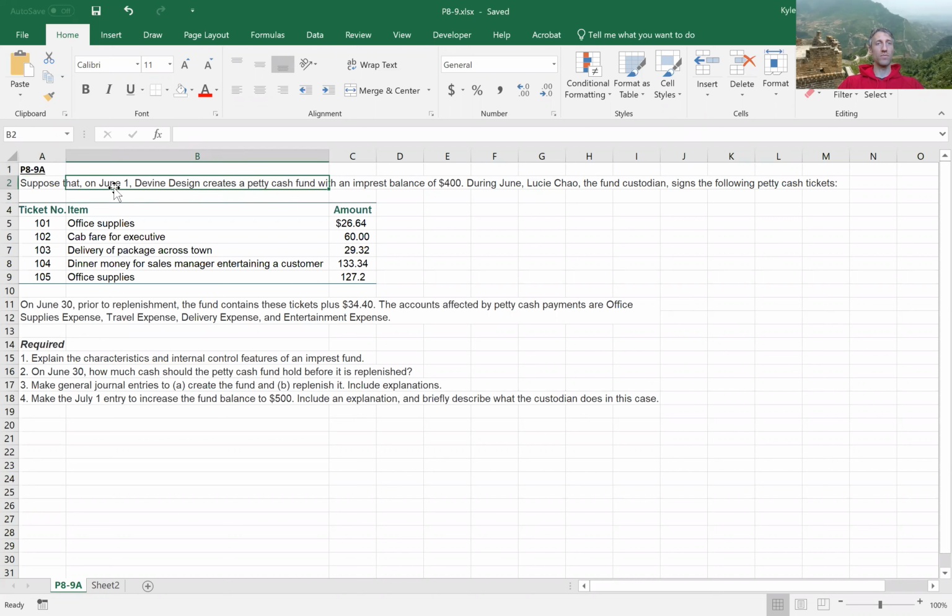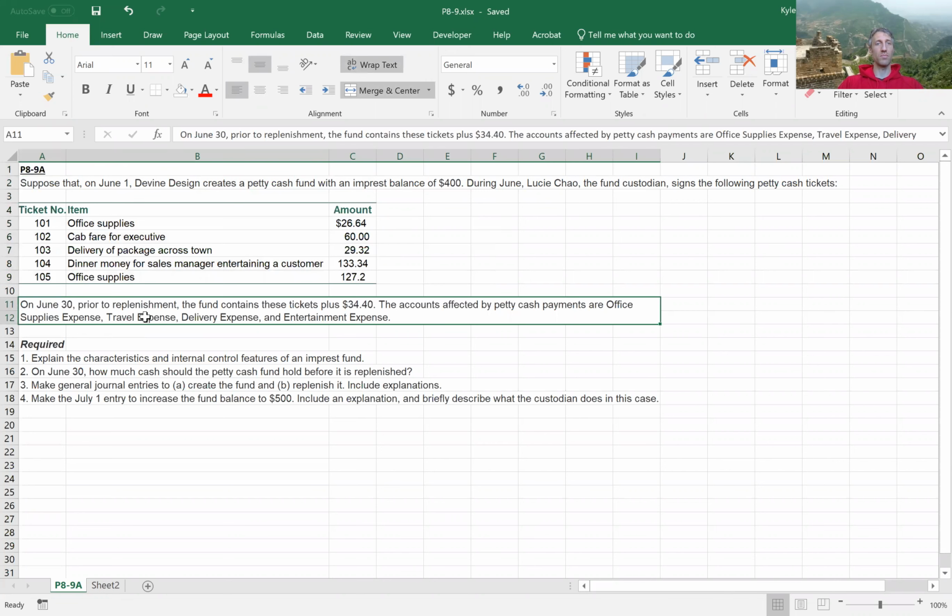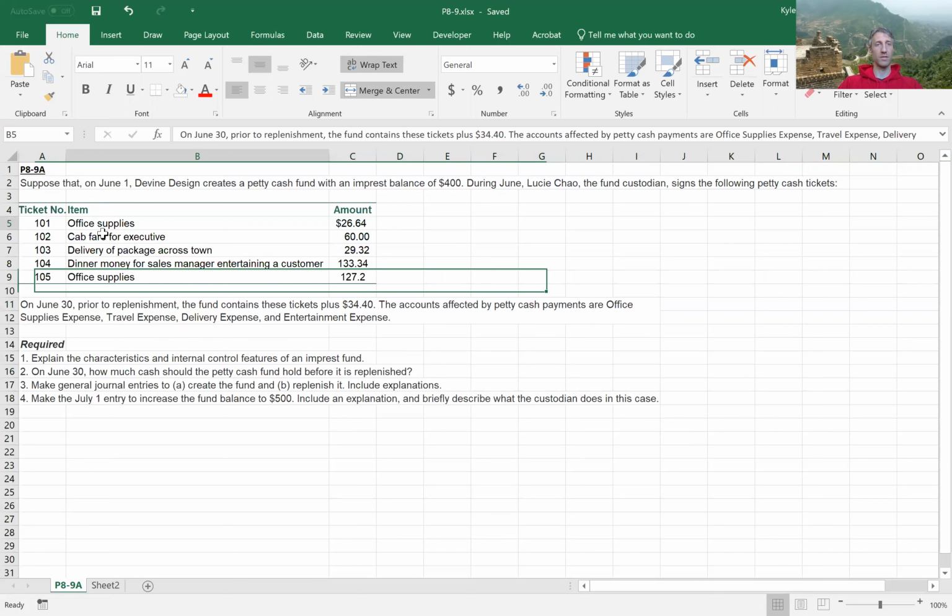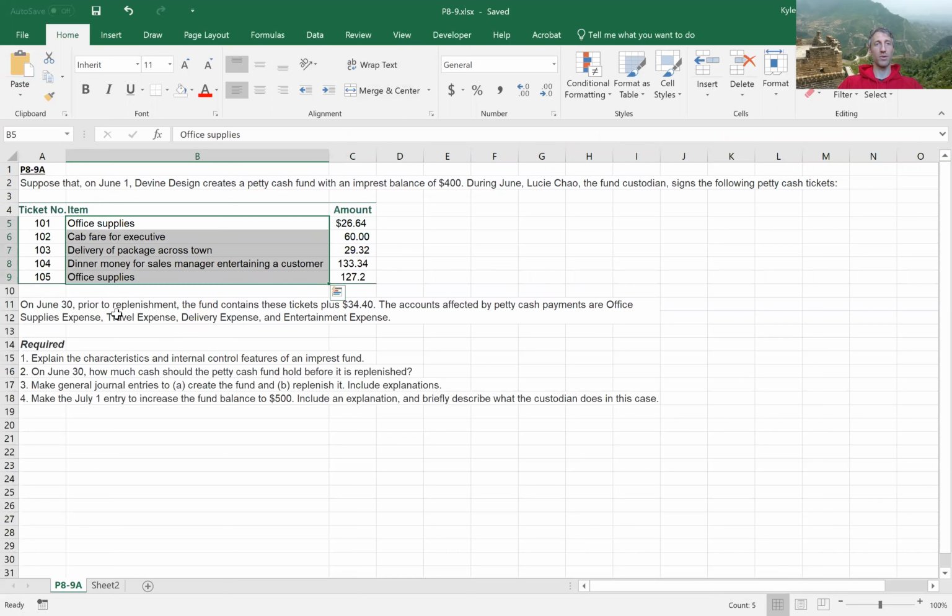So suppose that on June 1st, Divine Design creates a petty cash fund with an imprest balance of $400. During June, Lucy Chow, the fund custodian, signs the following petty cash tickets. So we have some ticket numbers here and amounts and what the item was for. And then on June 30th, prior to replenishment, the fund contains these tickets plus $34.40. The accounts affected by petty cash fund payments are office supplies, travel, delivery, and entertainment expenses. So we have the specific items here, and then down below, it gives us the actual GL account.